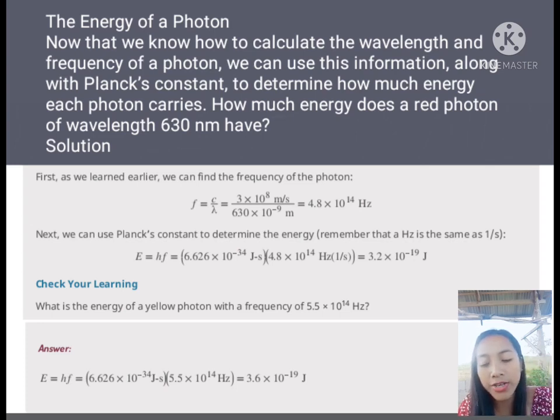What is the energy of a yellow photon with a frequency of 5.5 times 10 raised to 14 hertz? Given na siya yung frequency, given na rin yung constant, yung h. So we are going just to find the energy. I-multiply lang natin sila and we come up with the answer of 3.6 times 10 raised to negative 19 joules.